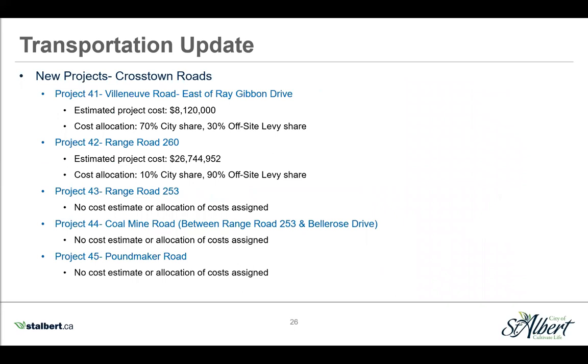So this year's update proposes to add 5 new connector roadway projects. I just want to point out that 3 of the projects don't have any current estimated project costs assigned to them, as we need to work out more of the project details. And the 2 projects with costs and allocations assigned to them are Villeneuve Road, from St. Albert Trail to Hogan Road, and the Range Road 260.